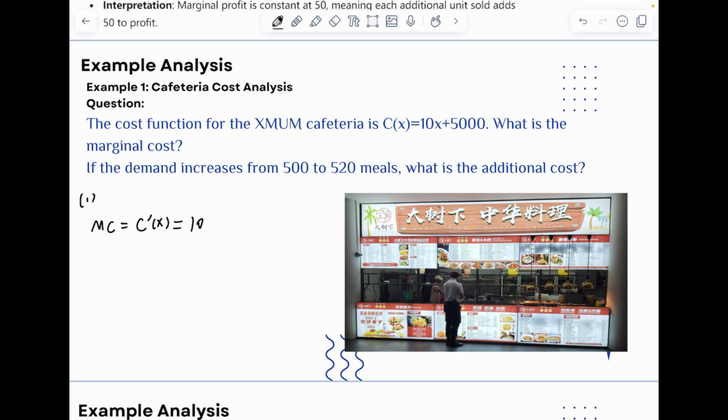For the second question, the additional cost equals the quantity times the MC, and the additional cost equals quantity times marginal cost, and equals 200 RM.